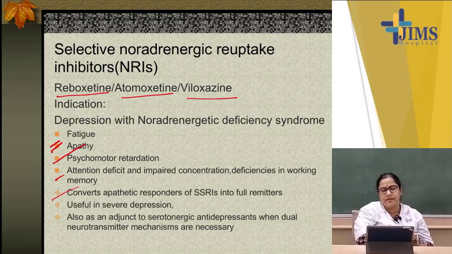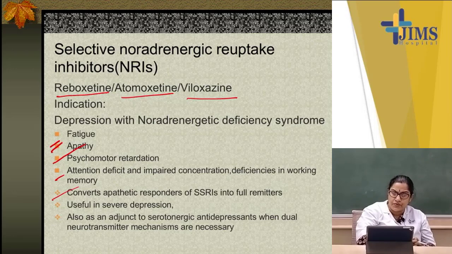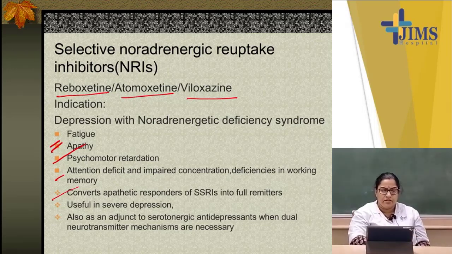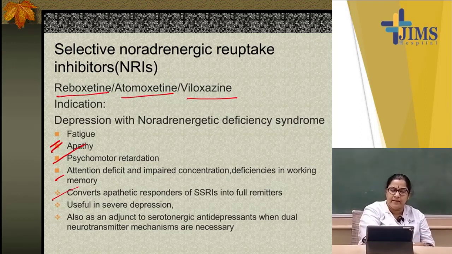So we have to convert these apathetic responders of the SSRIs into full remitters. With the help of the selective noradrenergic reuptake inhibitors, we can convert these apathetic responders of SSRIs into full remitters. And these NRIs are also useful in severe depression. It is also an adjunct to serotonergic antidepressants when dual transmitter mechanisms are necessary. So when a dual transmitter mechanism is necessary, it acts along with serotonin.